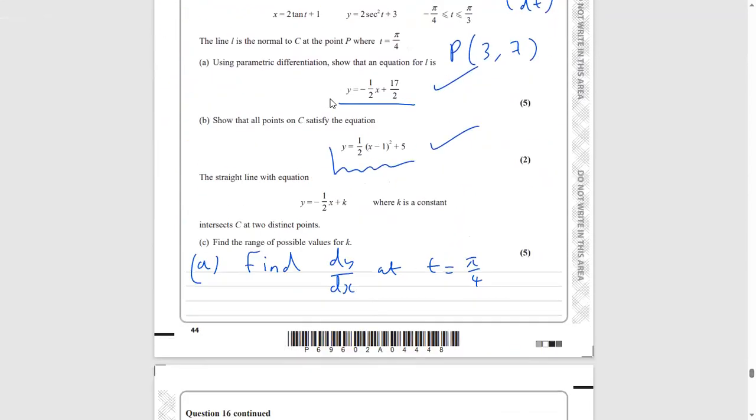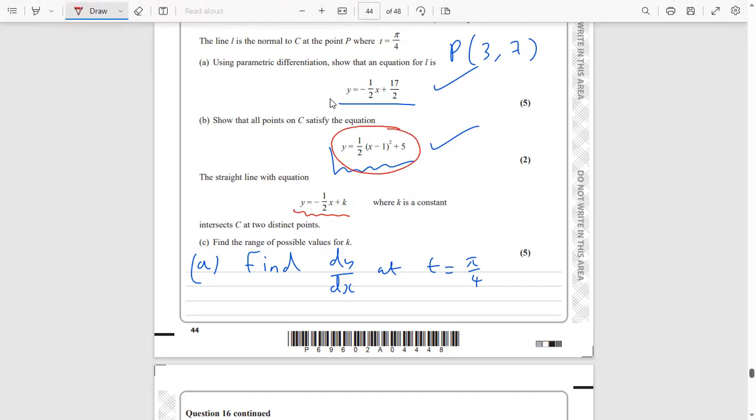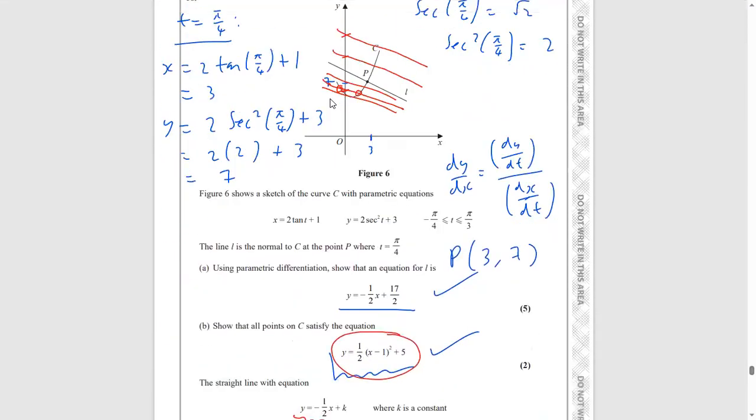So essentially what we want to do is set this equation, y equals negative half x plus k, equal to this Cartesian equation. But we just have to be careful, because this equation here, yes, it is the Cartesian equation, but this full equation for all x values is not the actual equation of the curve C, because remember we've got this stipulation that t must be between minus pi over 4 and pi over 3. So what I'm going to do first is try and find the domain of x values.